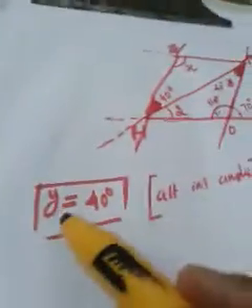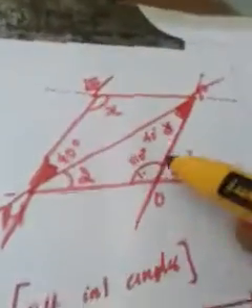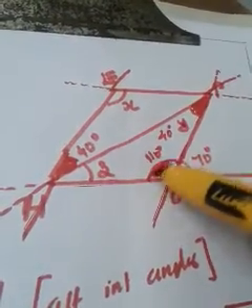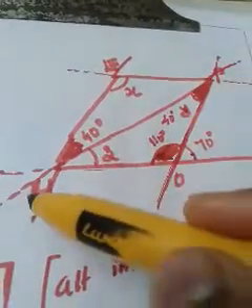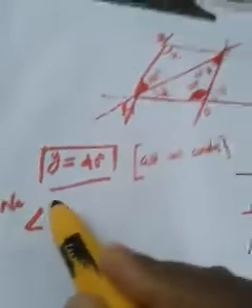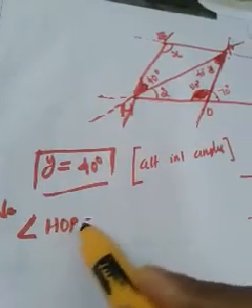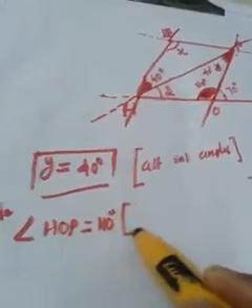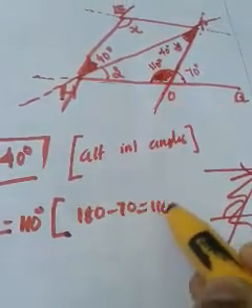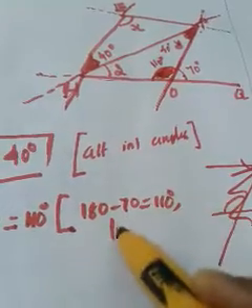Yes. So what we can write? Can you name this angle? Angle HOP. So now angle HOP is equal to 110 degrees. Why? Because 180 minus 70 is nothing but 110 degrees. The reason is linear pair.